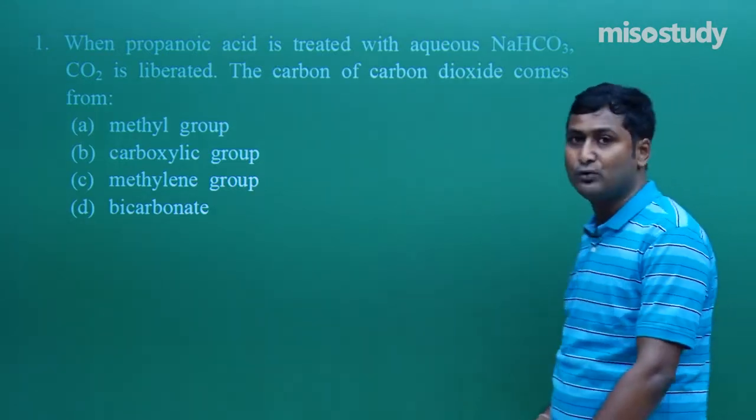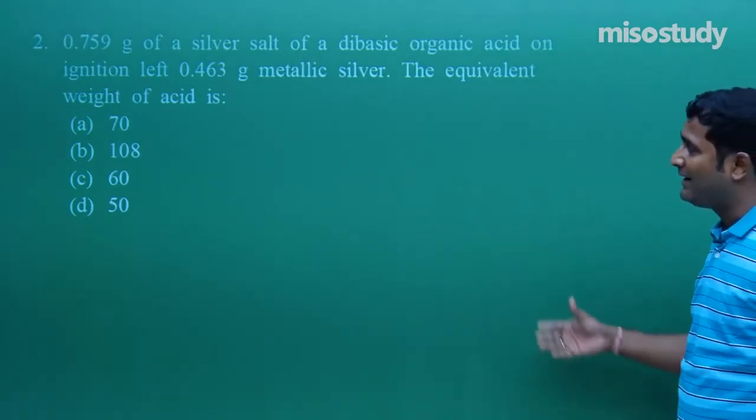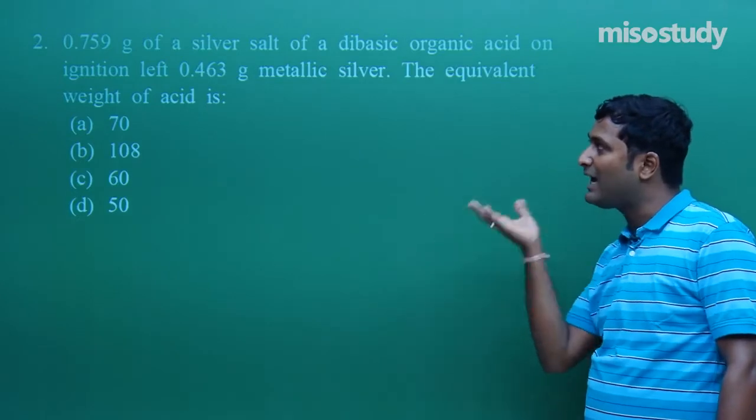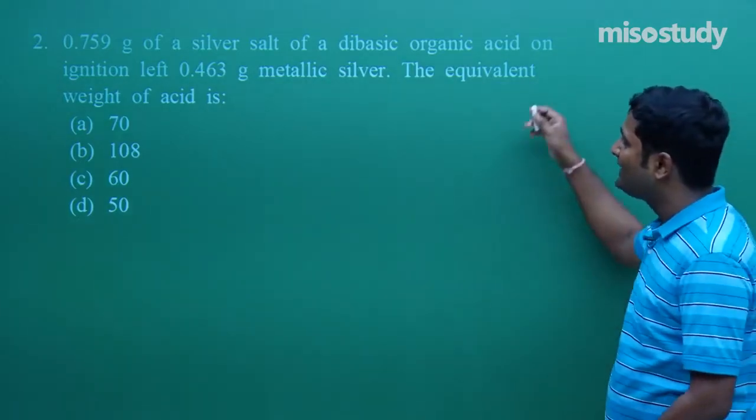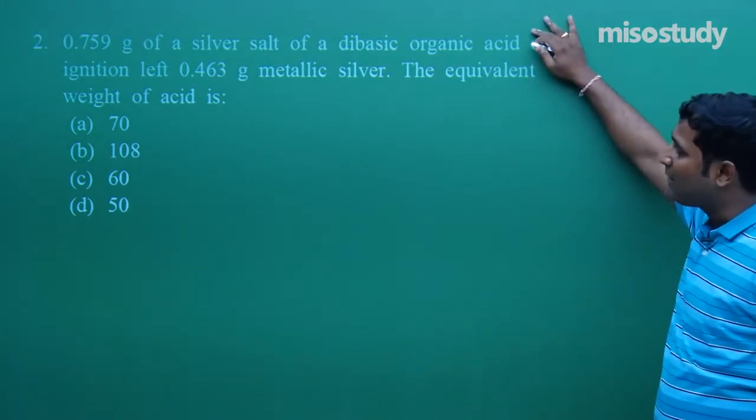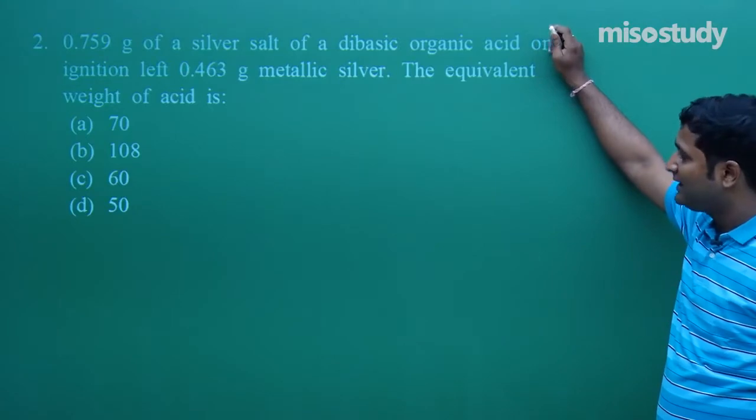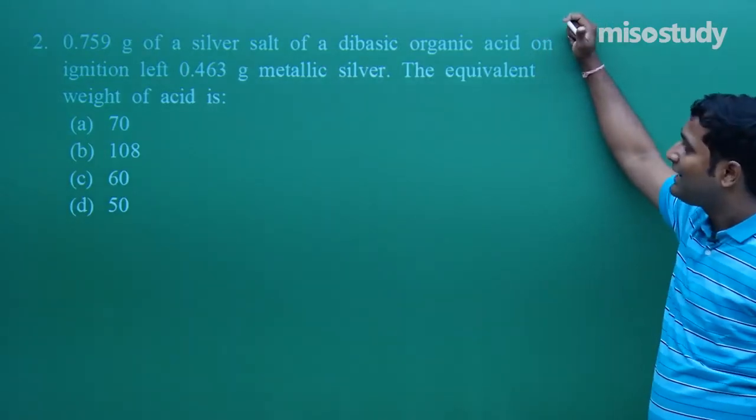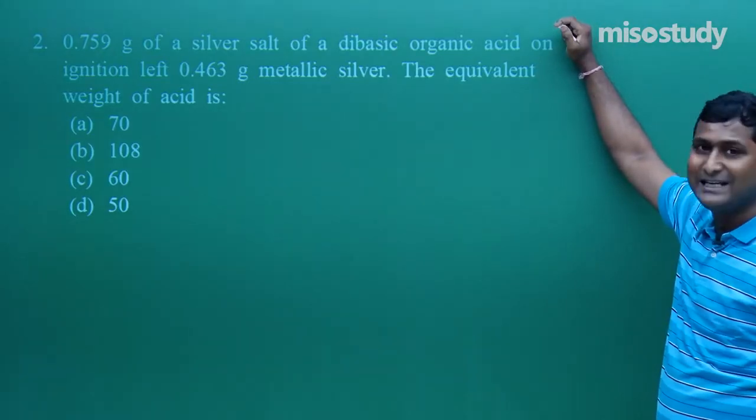Now let's move to the next question, question number 2. I have added this question as slightly conceptual as well as calculative type. It is given here: 0.759 gram of a silver salt of a dibasic organic acid, on ignition, left 0.463 gram of metallic silver.